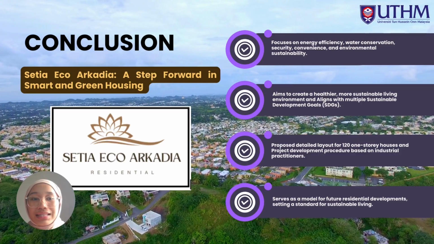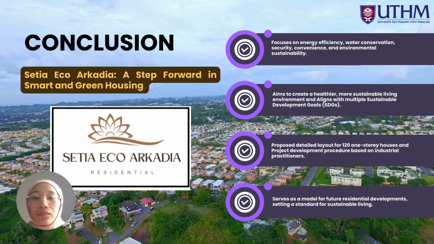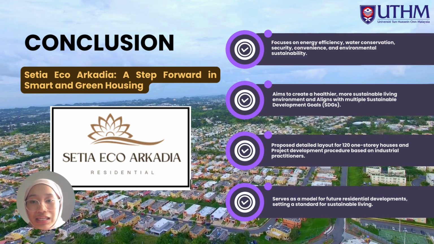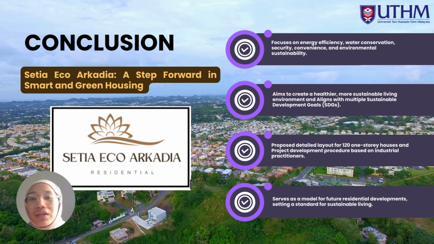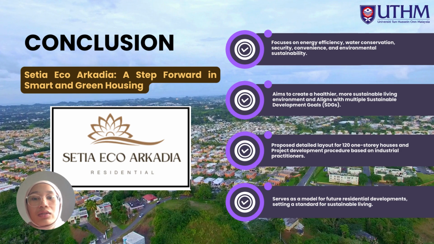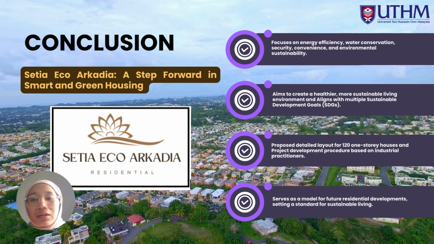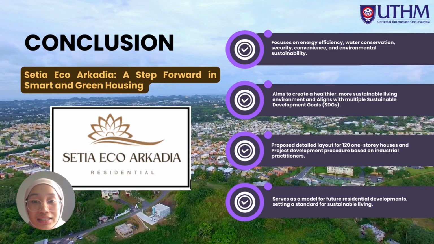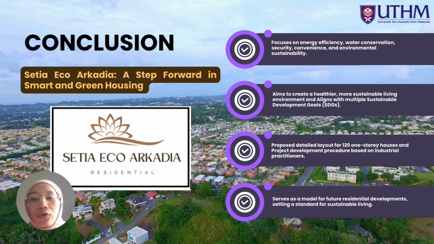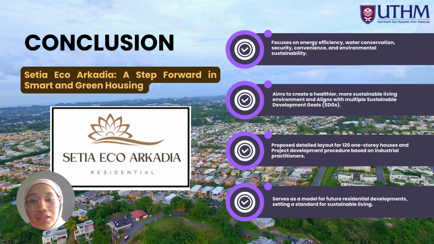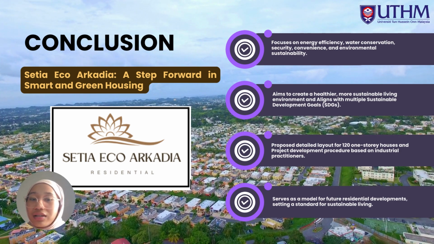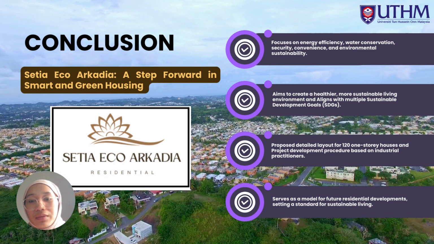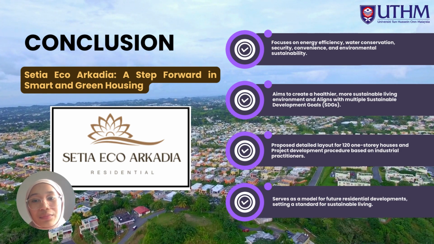Lastly, for the conclusion, SITI Eco Arcadia is a step forward in smart and green housing, which is mostly focused on energy efficiency, water conservation, security, convenience, and environmental sustainability. It is also aimed to create a healthier and more sustainable living environment and aligned with multiple sustainable development goals, which is SDG. The project provides a detailed layout for 120 one-story houses and project development procedure based on industrial practitioners. Lastly, they serve as a model for future residential development, setting a standard for sustainable living.